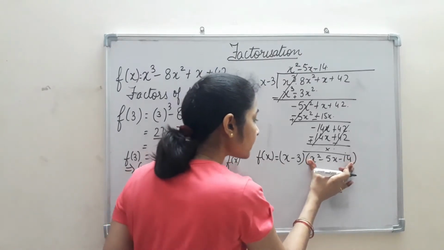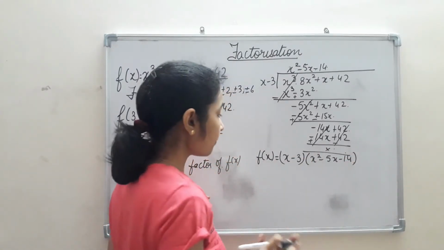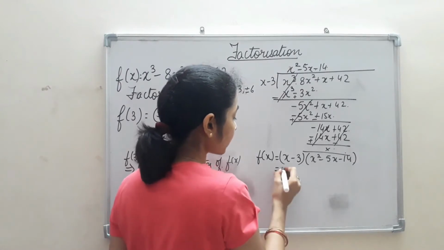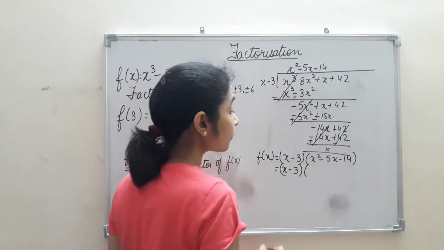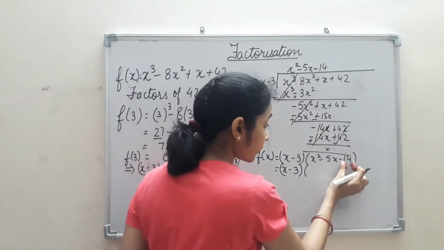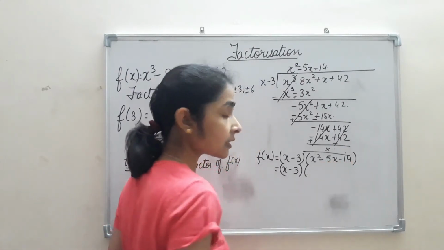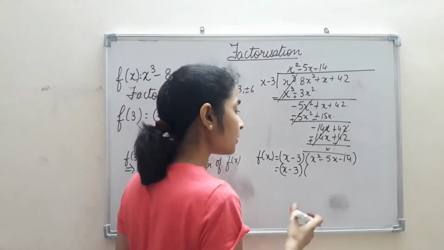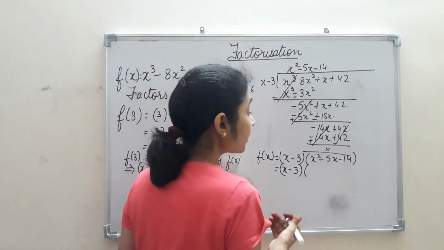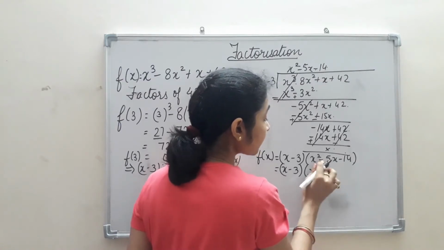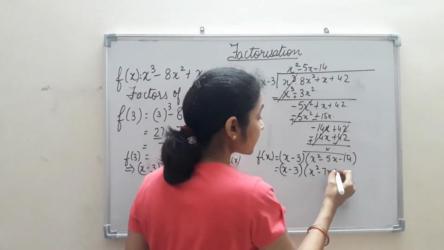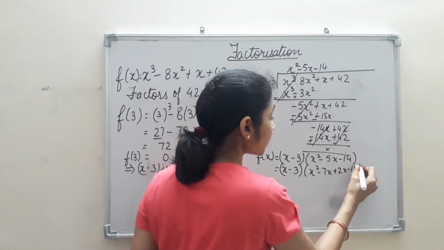Now I will factorize this quadratic polynomial and I will get all the three factors. x minus 3 remains as it is. Now x square minus factors of 14 such that the sum or difference is minus 5. 7 and 2 are the factors, 1 and 14 are there, but it won't give minus 5. So x square minus 7x, since we want minus 5x, so minus 7x plus 2x minus 14.